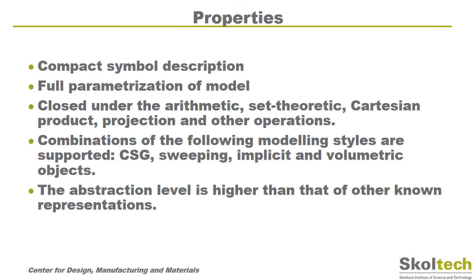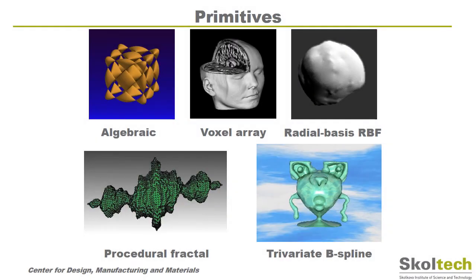Let us characterize the function representation. It's closed under the arithmetic, set-theoretic, Cartesian product, projection, and other operations. It means that each operation yields a new real function describing its result. The abstraction level is higher than that of other known representations, because a combination of the following modeling styles is supported, such as CSG, sweeping, implicit, volumetric, and procedural objects. Here you can see different modeling approaches which are united by function representation.